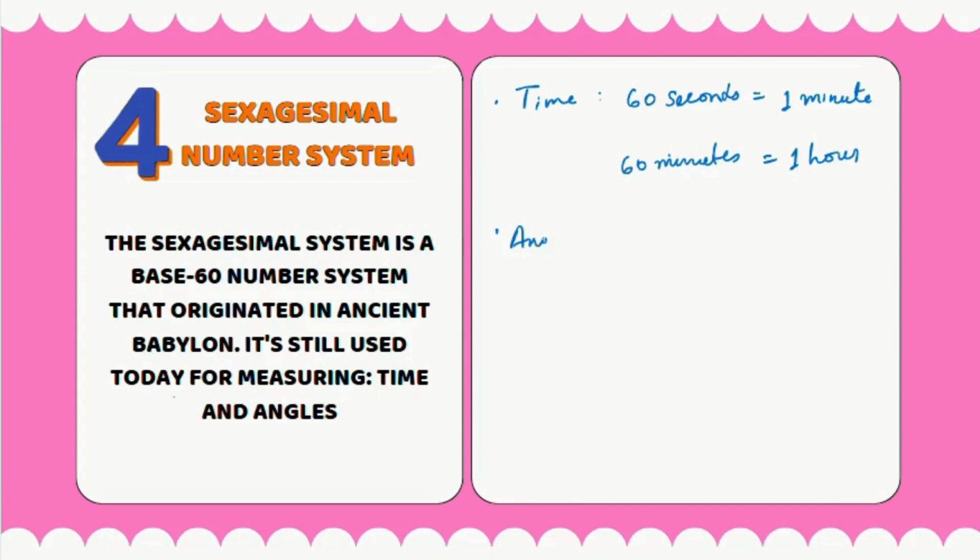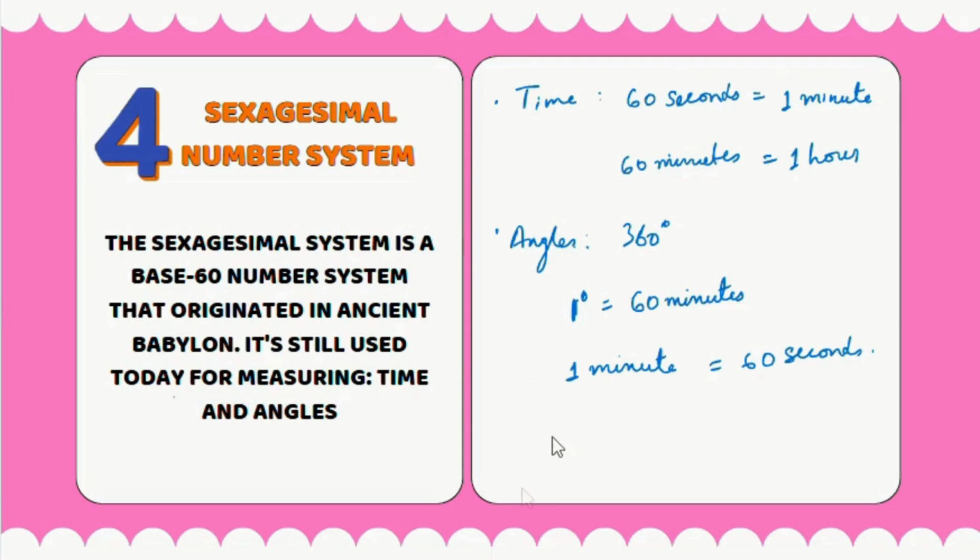Next is angles. Here 360 degrees in a circle with each degree divided into 60 minutes. That is, each degree, that is 1 degree, is equal to 60 minutes, and each minute further divided into 60 seconds. That is, 1 minute is equal to 60 seconds. So this system is useful for calculations involving time and angles.